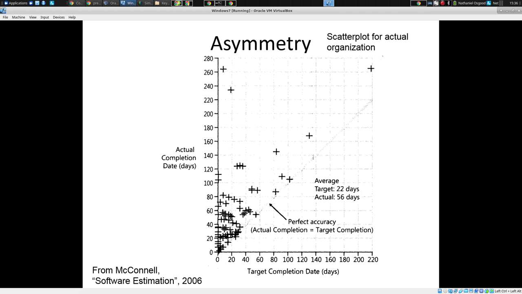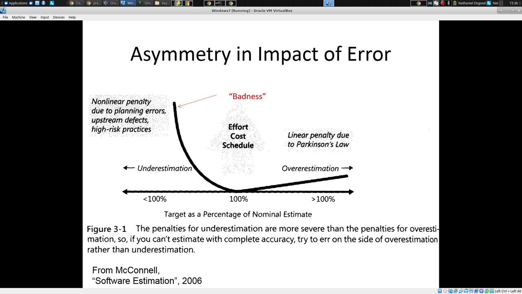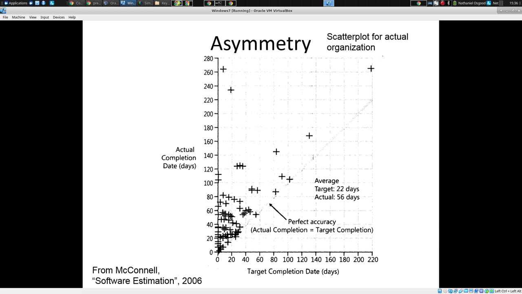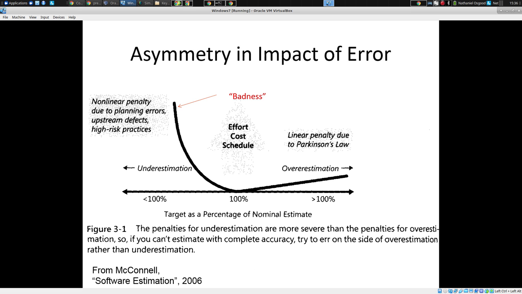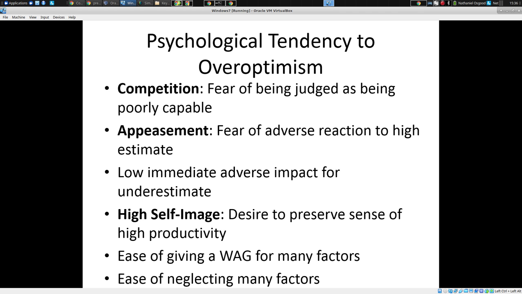So there's an asymmetry here. There's an asymmetry between what we're promising versus what we deliver. And there's an asymmetry in how skewed it is, how far out it is. Very few are coming in less than we think, and some are way out there. And as we said, it's often a lot less bad to overestimate than to underestimate.